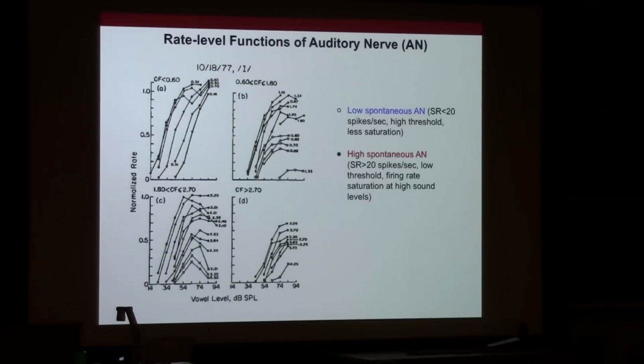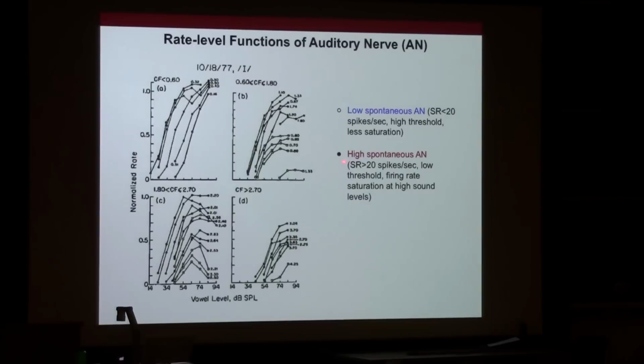Now, how many auditory neurons do we have in our ear? We have about 30,000; cats have about 50,000. Every neuron has a different spontaneous firing. Some neurons, when you put in no stimulus, fire a few spikes per second, and some fire higher. So if you separate those neurons into two classes, one is low spontaneous firing, a spontaneous rate of less than 20 spikes per second, versus high spontaneous firing. There are two classes here.